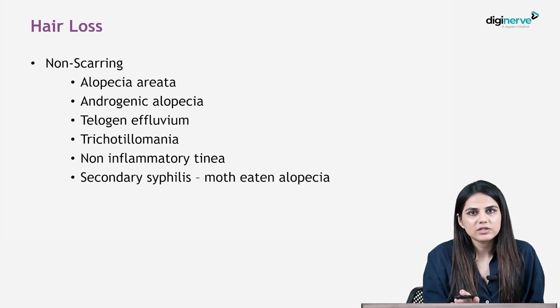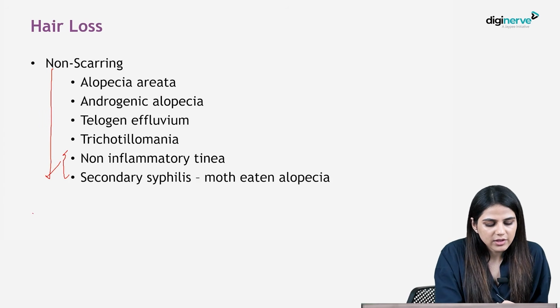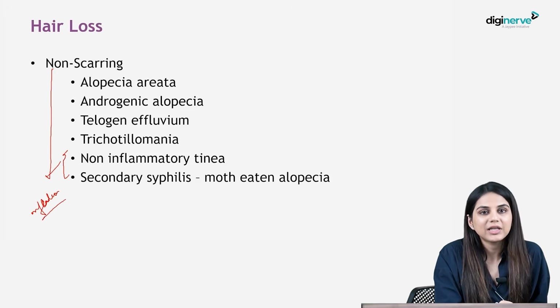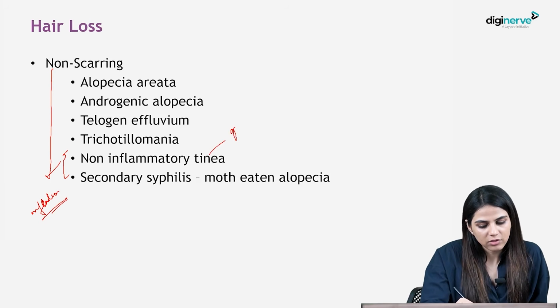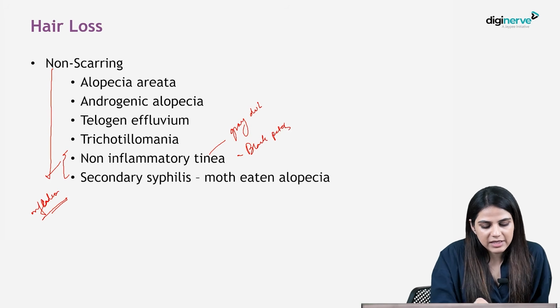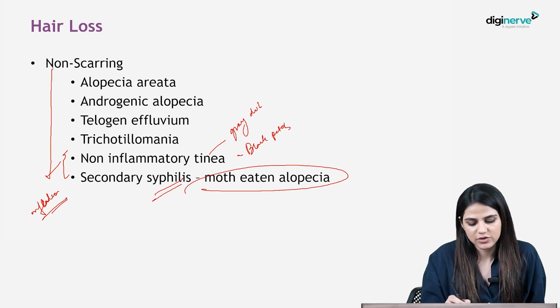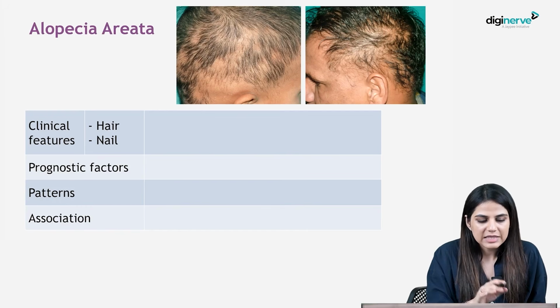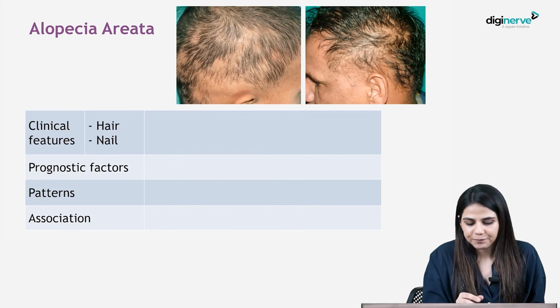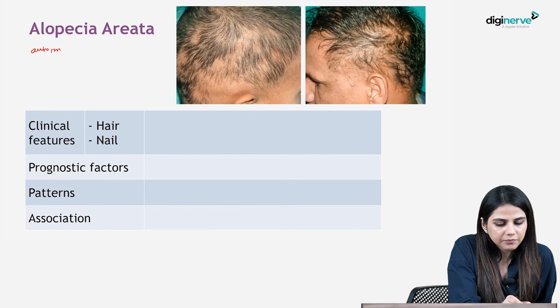Under the heading of non-scarring disorders, we will look at all of these. Non-scarring also includes two main infections. Non-inflammatory tinea like grey dot and black patch. And the secondary stage of syphilis, the alopecia, is classically known as moth-eaten alopecia. Let's start with alopecia areata. Alopecia areata is an autoimmune disease.